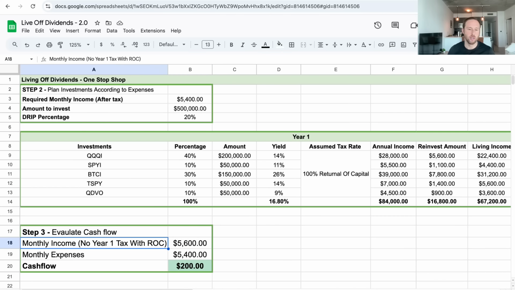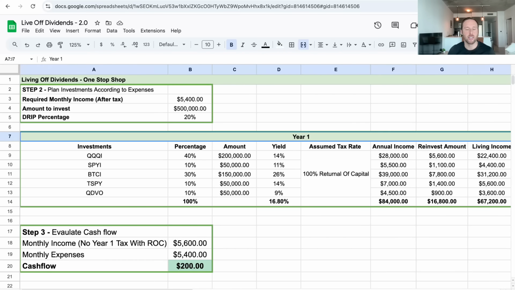And so with that, in year one, accounting for ROC, you effectively won't have tax on your income because it's paid to you in return of capital. And with return of capital, we will be reducing our cost basis. And again, I'll show you what that means on the next tab. But with the monthly income in year one, we are generating 5,600. Our monthly expenses are 5,400. So we have a net cash flow of $200. That's great, guys. That's phenomenal.